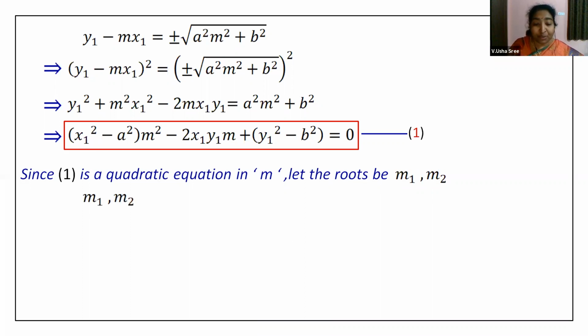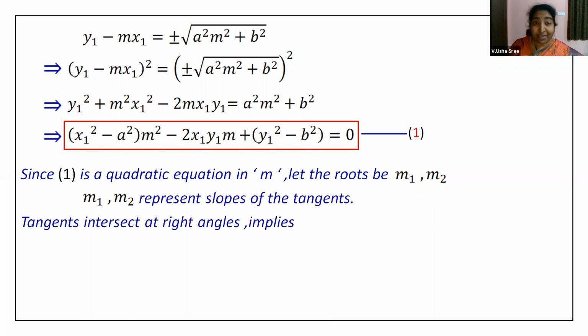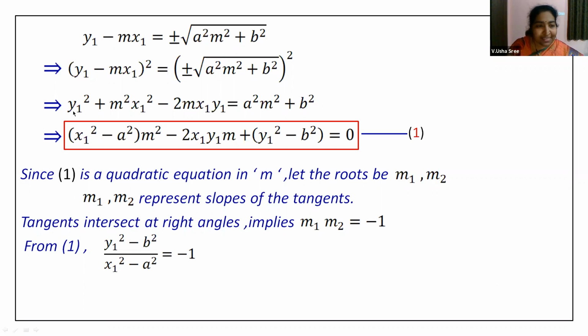We will say m1, m2 represent the slopes of the tangents. Here the tangents are at right angles to each other. It means that m1 m2 should be equal to -1, as I was mentioning. So the product of the slopes, or the product of the roots in terms of a quadratic equation, will be given by y1 square minus b square by x1 square minus a square. This is c, this is a, according to the standard form of a quadratic equation. Got it, children?